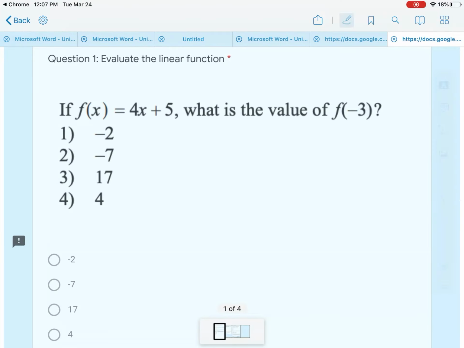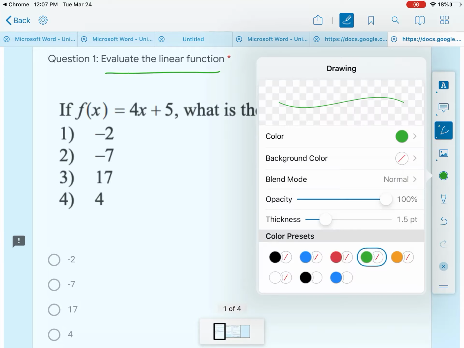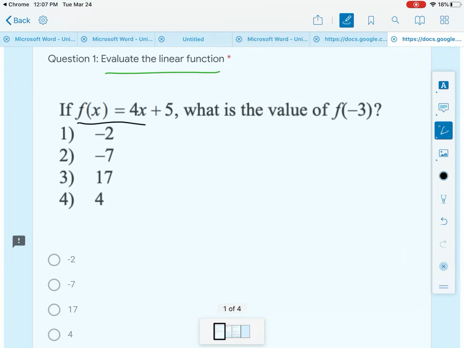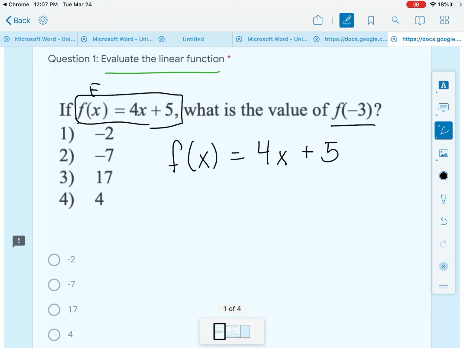Question 1 was an evaluating question where we evaluate the linear function. In this case, we're evaluating the function f of x equals 4x plus 5 when the value of x is negative 3. I do these questions all the same way. I set up the problem as if I'm rewriting my function first. That's the function we're talking about here, f of x.